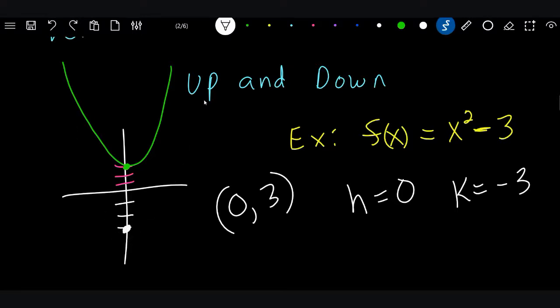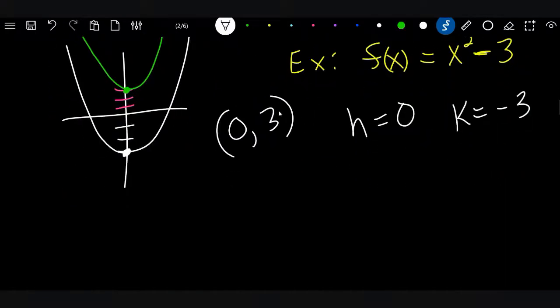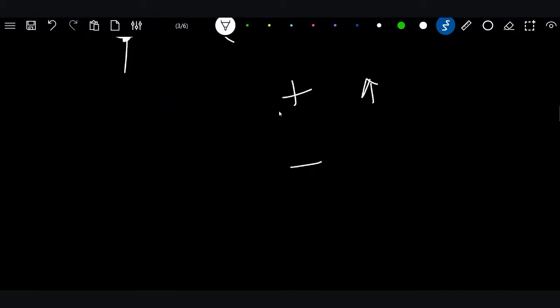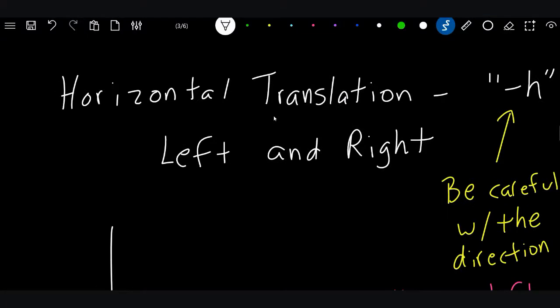And then there's our new parabola right there. Now we've transitioned it down. Negative, and I thought I had it written down here, but I don't. So positive goes up, negative goes down. Okay, and that makes sense on the y-axis, right? Positive always goes up, negative always goes down. Okay, good. Vertical translation is next.